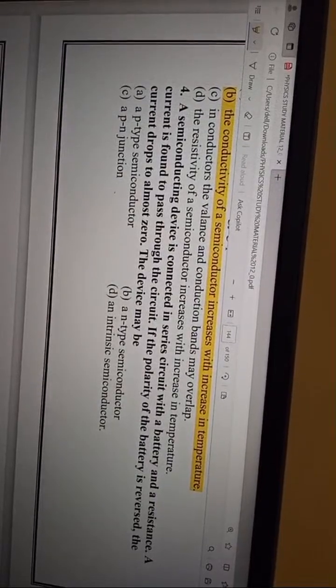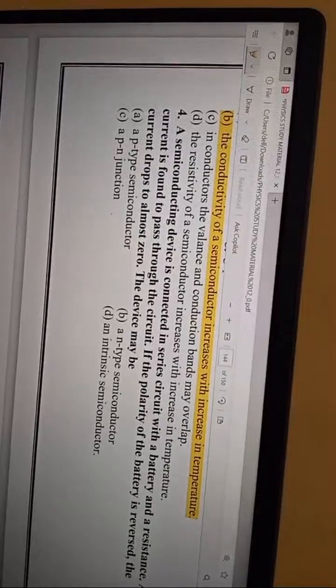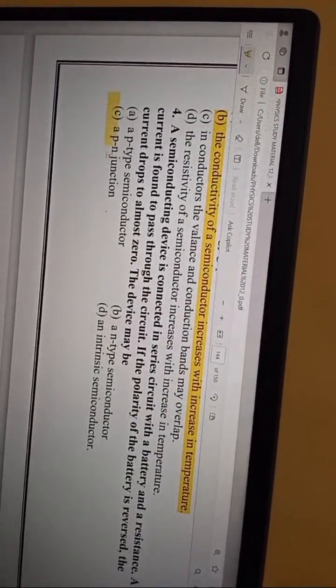A semiconducting device is connected in series circuit with a battery and a resistance. A current is found to pass through the circuit. If the polarity of the battery is reversed, the current drops to almost zero. The device may be a PN junction.